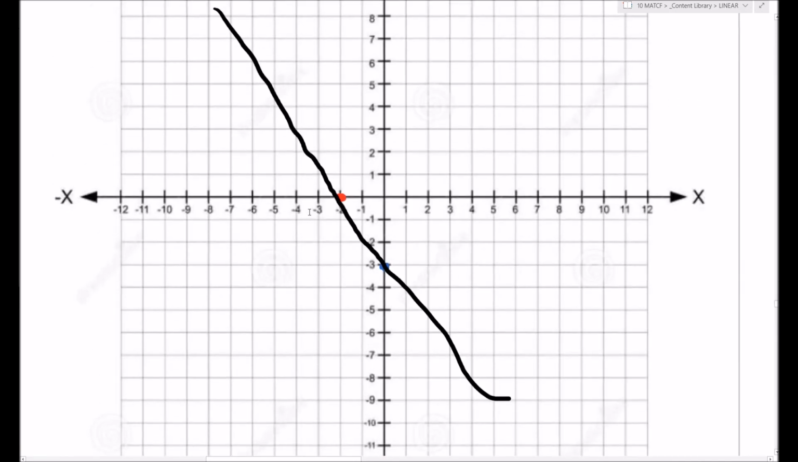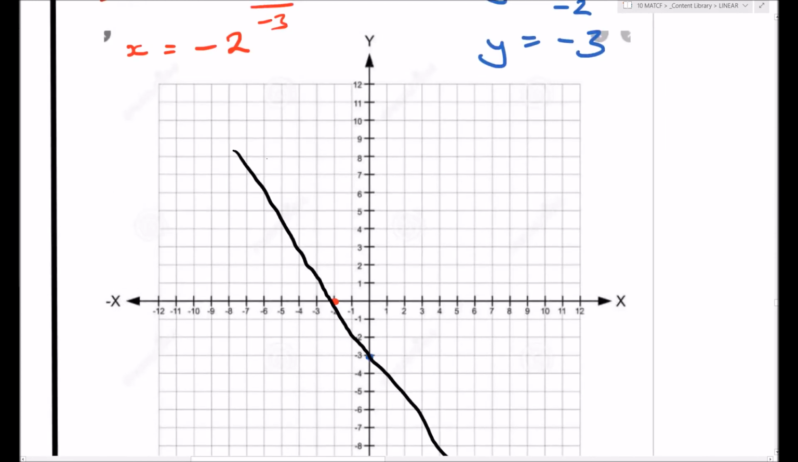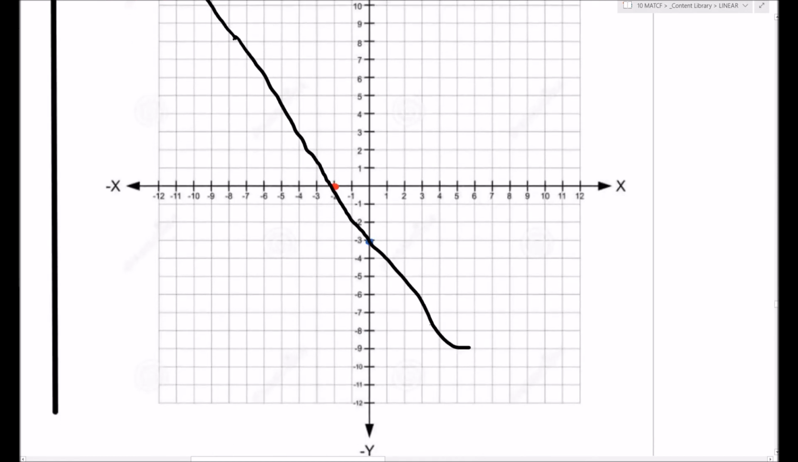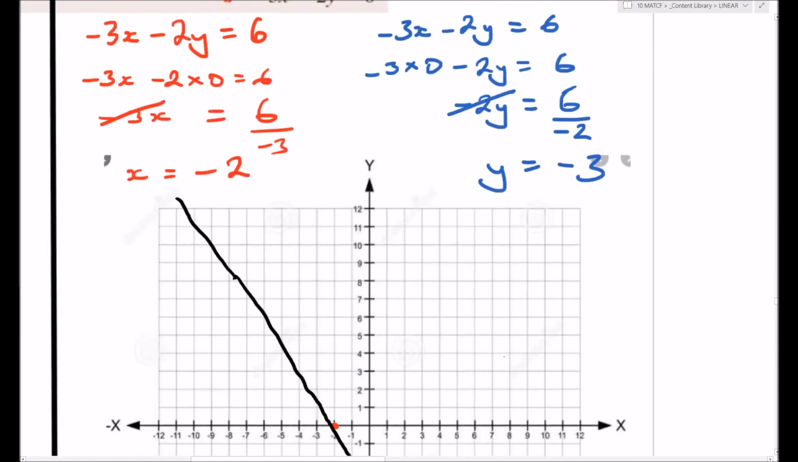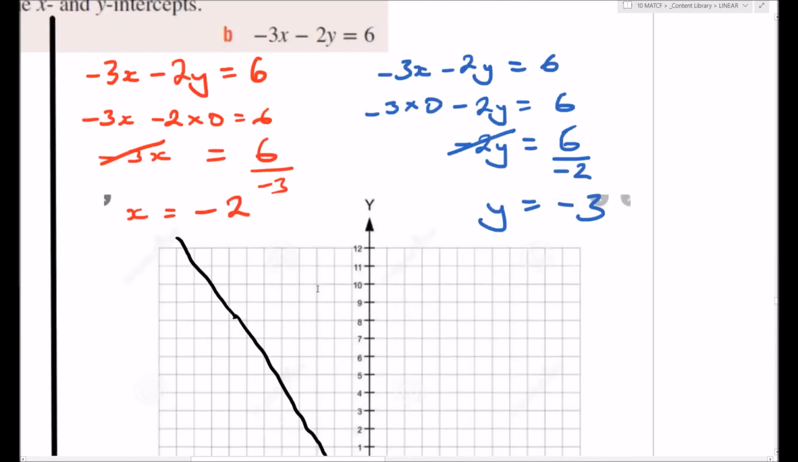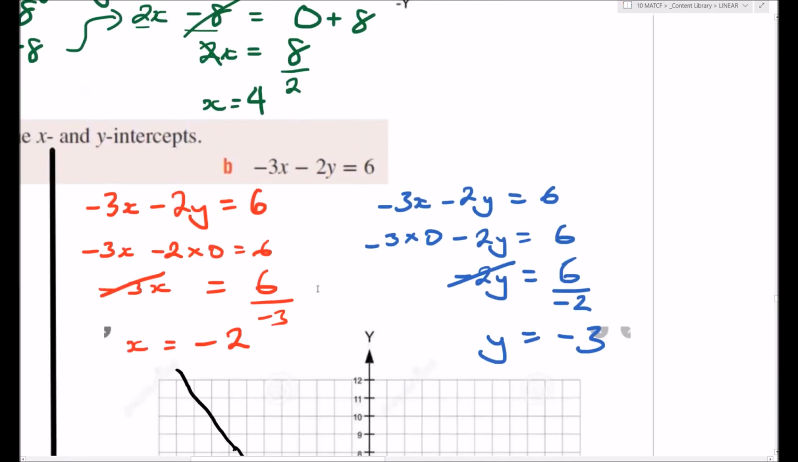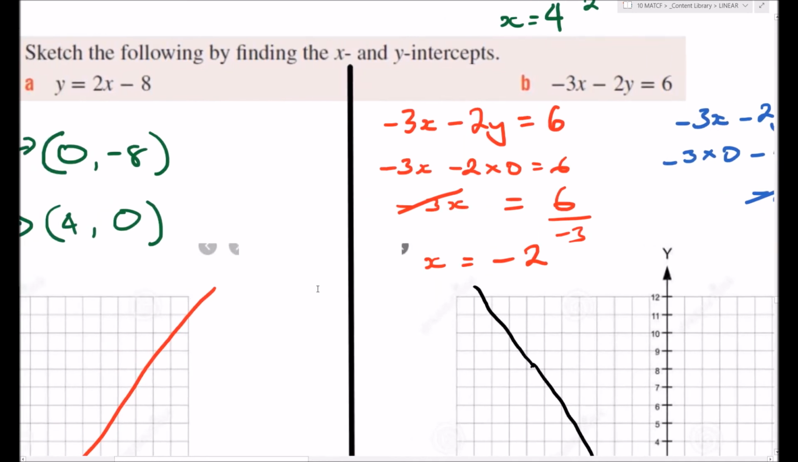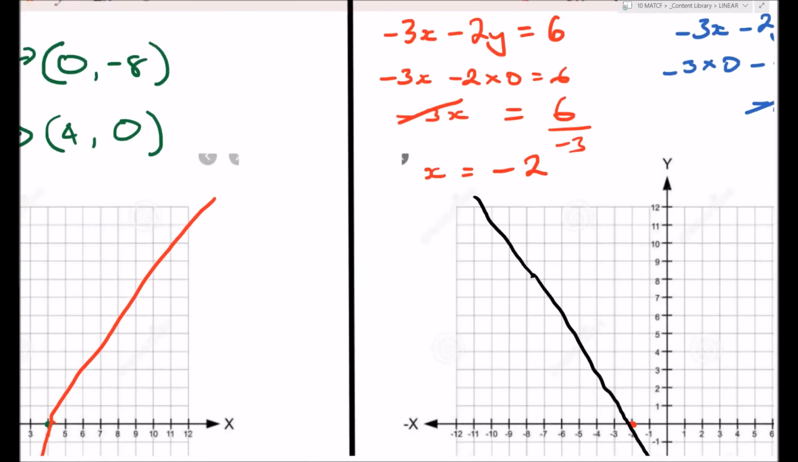You want to make sure that you try to draw your line across the whole Cartesian plane. Just a good habit to have. Also, it tends to be a good idea to write the rule on your graph, but that'll relate more to later subjects. Okay, so that's the x and y intercept method.